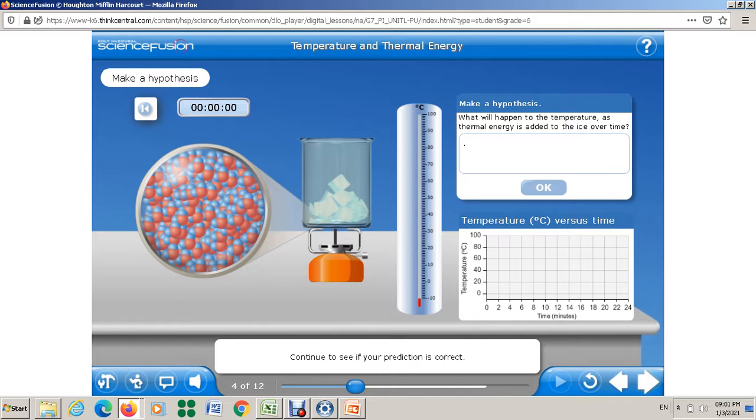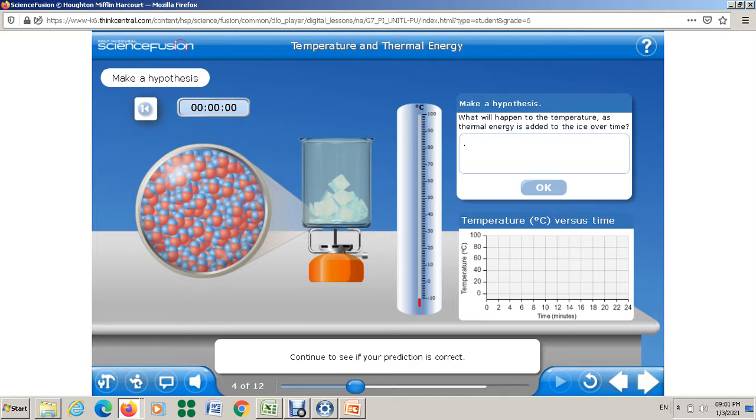Now we want to see if your prediction is correct or wrong. Okay, you have to write, then by the end of this experiment, we will see if your prediction is correct or wrong.